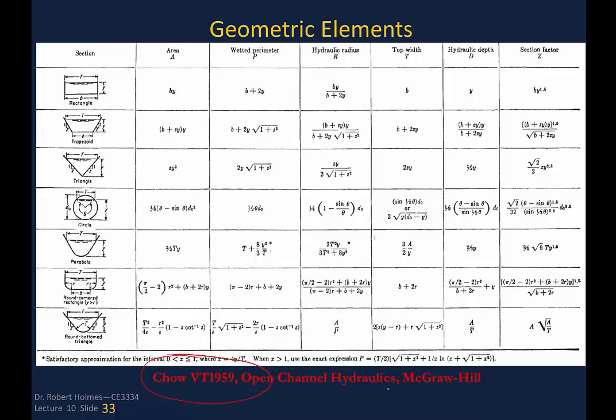They're very expensive textbooks. But the main issue here is you're given a theoretical, or a standard shape of the cross section, and we have equations for the area, the wetted perimeter, the hydraulic radius, the top width, the hydraulic depth, which the hydraulic depth is equal to the area divided by the top width. Again, the hydraulic radius is the area divided by the wetted perimeter.